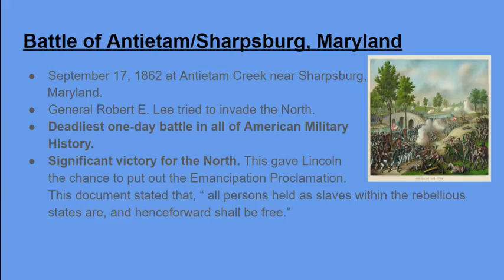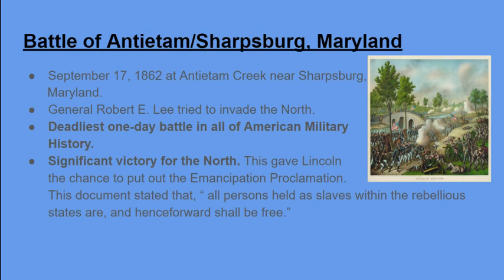Now, this battle, the Battle of Antietam, or some call it Sharpsburg, was in Maryland. Again, pretty close to where Washington, D.C. is. It took place on September 17th, 1862 at Antietam Creek near the town of Sharpsburg, Maryland. General Robert E. Lee tried to invade the North. It was the deadliest one-day battle in all of American military history, even up through today.